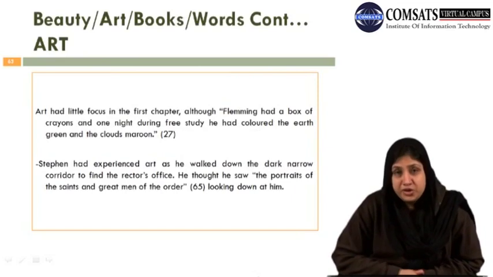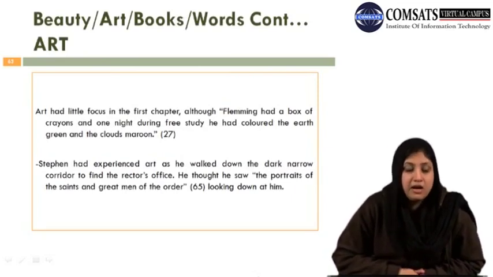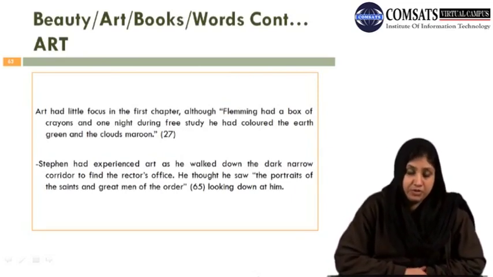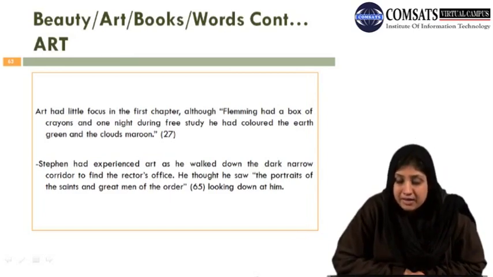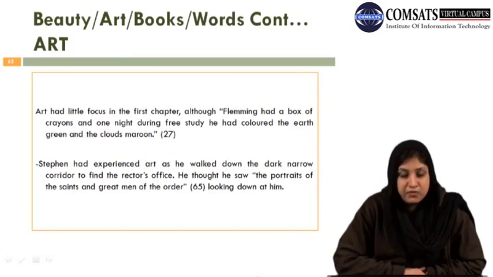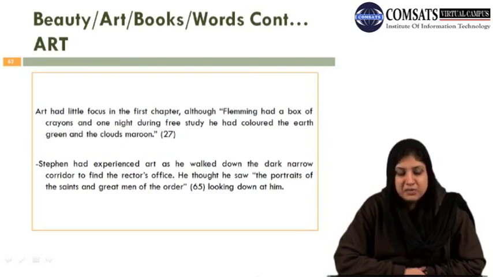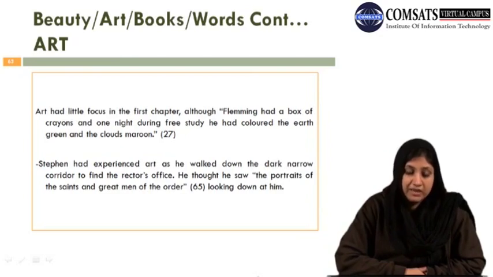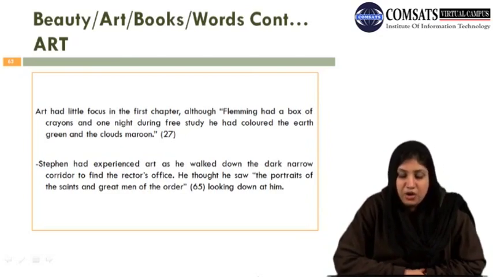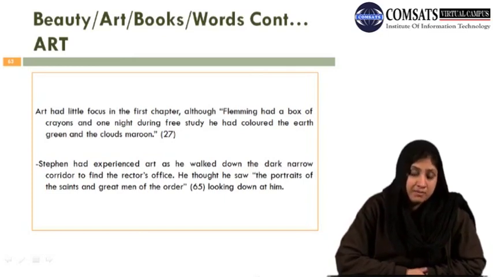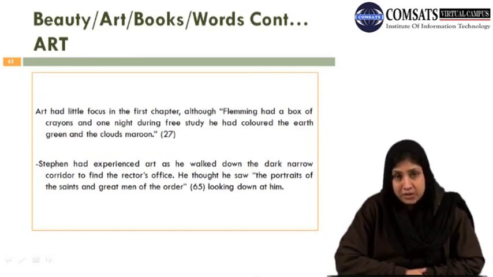Beauty, art, books, words, and so forth. Art had little focus in the first chapter though. Although Fleming had a box of crayons, and one night during free study he had colored the earth green and the clouds maroon. Stephen had experienced art as he walked down the dark narrow corridor to find the rector's office. He thought he saw the portraits of the saints and great men of the order looking down at him.